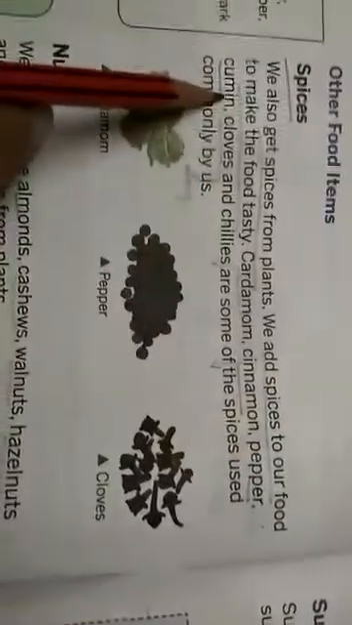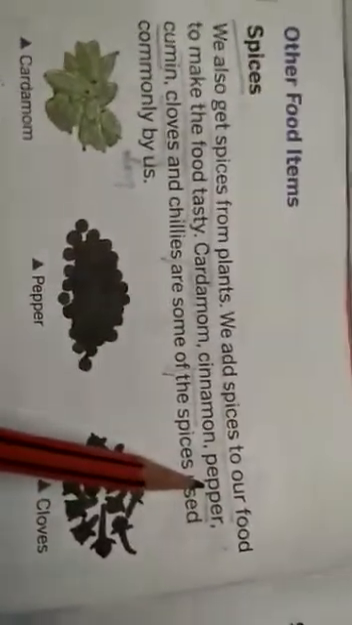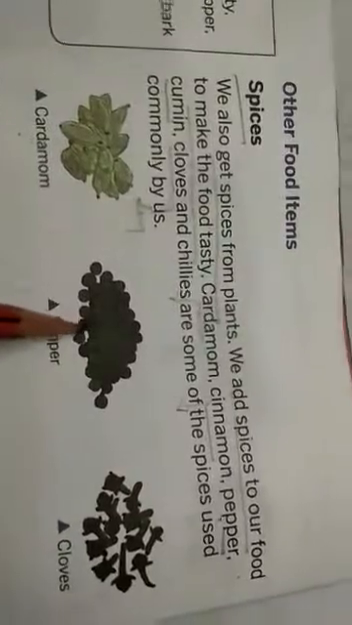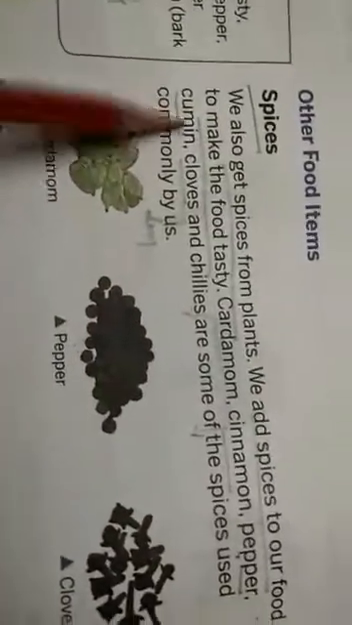Pepper, cumin, clove. Now what is pepper? Black kali mirch, round pebbles, pepper, see. Kali mirch we call it. Cumin is jeera. Clove is what?